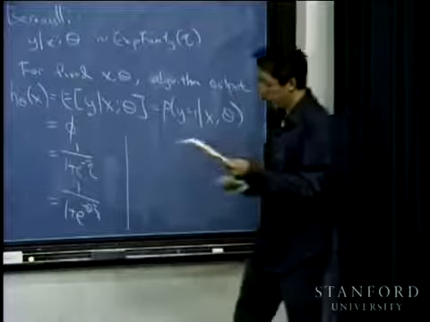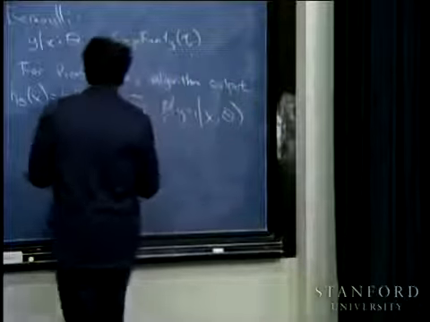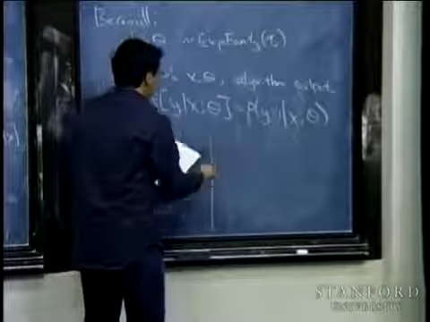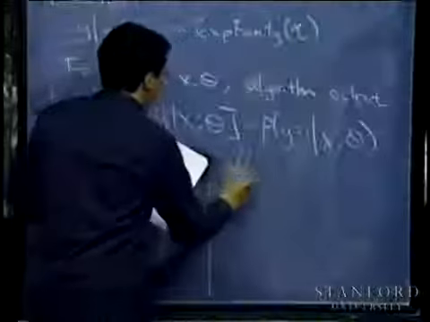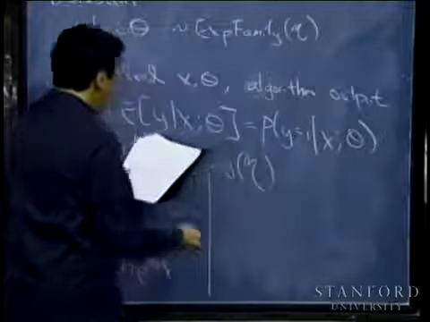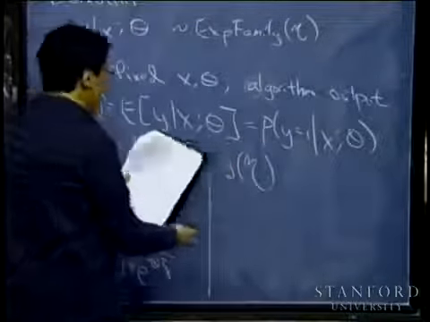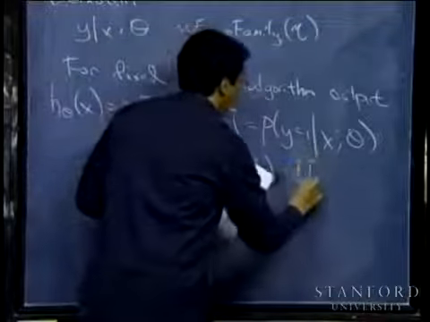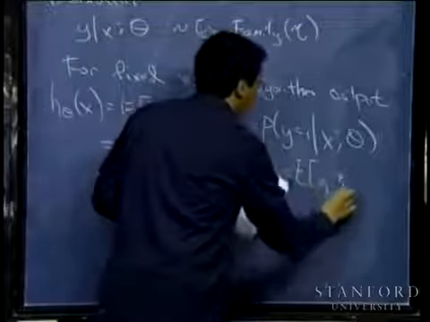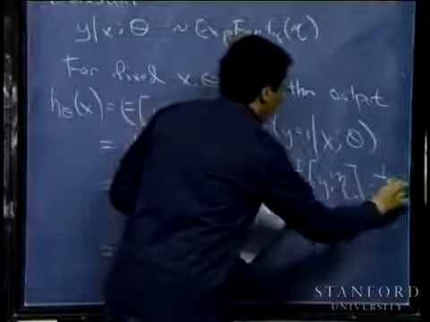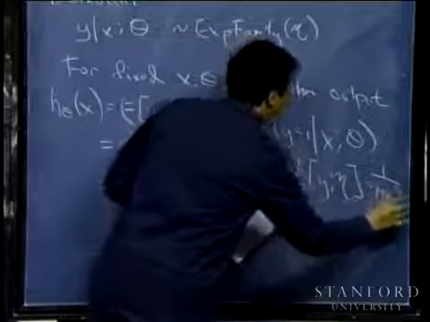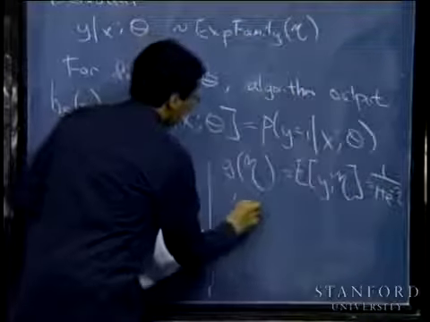A tiny bit more notation. The function g that relates the natural parameter eta to the expected value of y, which in this case is 1 over 1 plus e to the minus eta, is called the canonical response function.